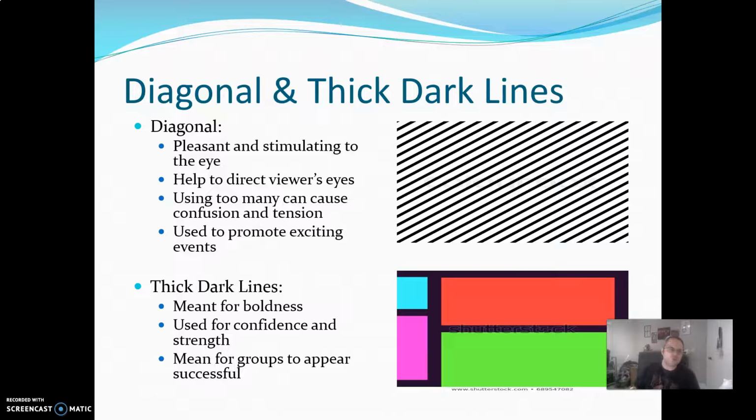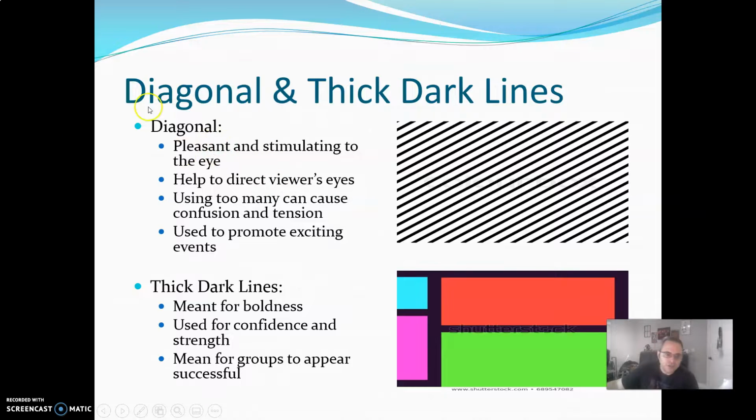They're meant for directional purposes, and depending on whether they're bold or thinner, that relates to what the event is a lot of times. For example, thick, dark lines are meant for boldness. They're used for confidence and strength, and meant for groups that appear successful or powerful, or if that's going to be a fun element. You tend to see these a lot in movie posters, sports events, and a lot of different competitions. You see those thick lines there, and that's how they work.